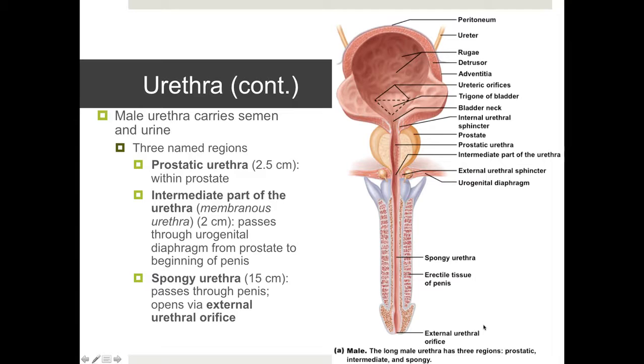All right, so let's talk about those different portions of the male urethra. What's interesting in the male is that it's going to carry semen and urine, although we'll talk more about the semen portion in Anatomy 3 when we get into the reproductive system. But our urethra has 3 different names in the male. We have the prostatic urethra, that's about 2.5 centimeters long, and it lies right within that prostate accessory gland of the male reproductive system. Then we have a short span here called the intermediate part of the urethra, also known as the membranous urethra, and that's about 2 centimeters long.